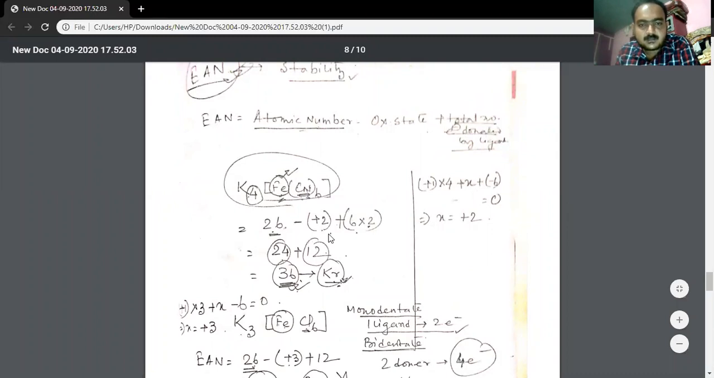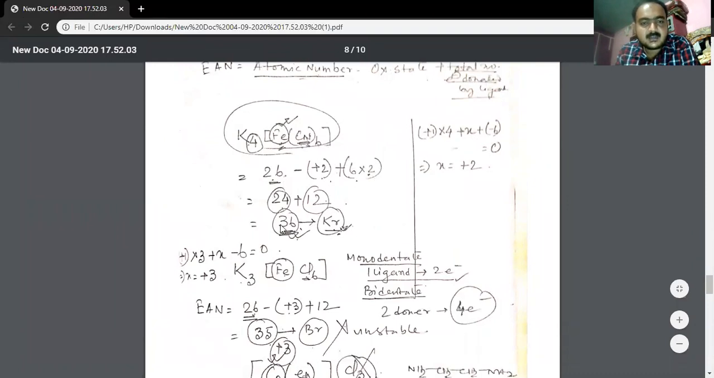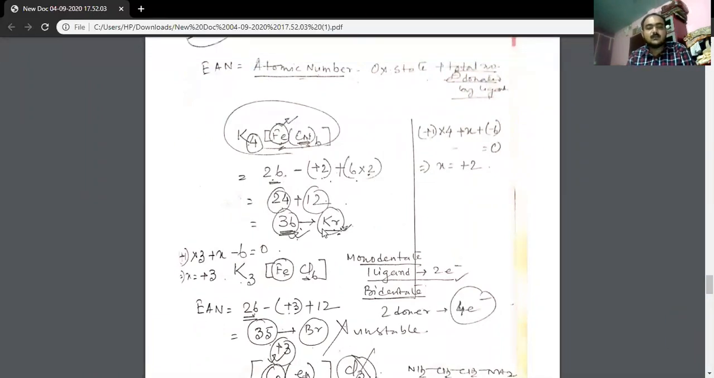So according to the formula, atomic number, that is 26, minus oxidation number, that is +2, plus total number of electrons donated, that is 6 into 2 equals 12. If you do the calculation, you will find that it is 36, the atomic number of krypton. By the rules, when the effective atomic number of a complex compound becomes equal to the noble gas electronic configuration, the complex becomes stable. So potassium ferrocyanide has a certain amount of stability.